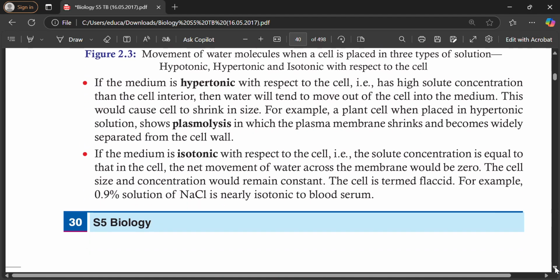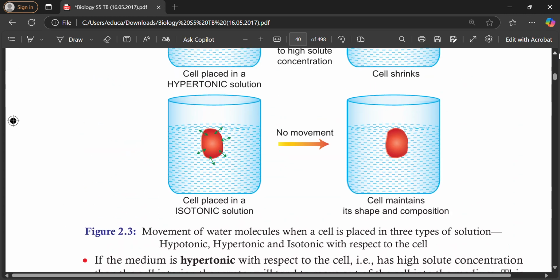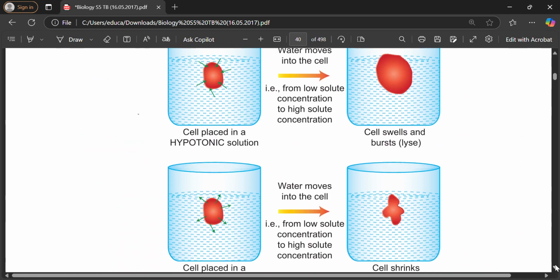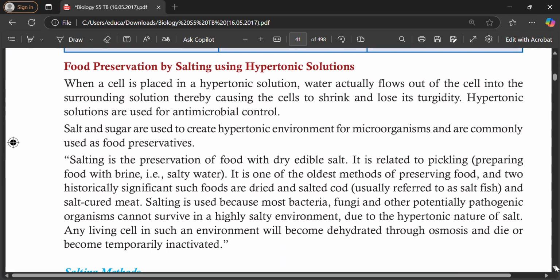Icyo gihe ndumva icyitwa iyo solution yitwa hypotonic mwayumvishe, hypertonic mwayumvishe ndetse na isotonic. Hypotonic ni solution ifite concentration ya solute ntoya kuri cell, ubwo ikagira solvent nini. Hanyuma hypertonic iba ifite solvent ntoya ikagira solute nyinshi, hanyuma isotonic biba binganya. Nkuko twabyivuze, osmosis turaba duturuka ahantu amazi ari menshi tujya ahantu amazi ari make.